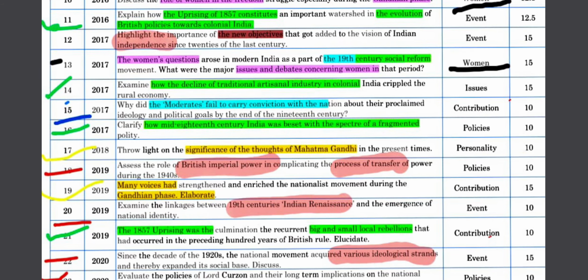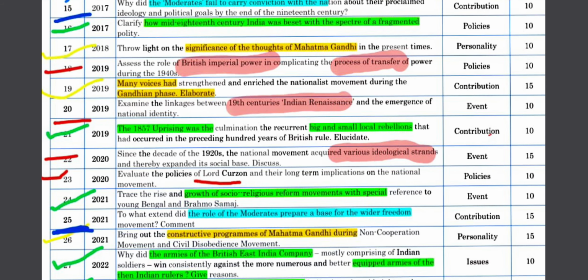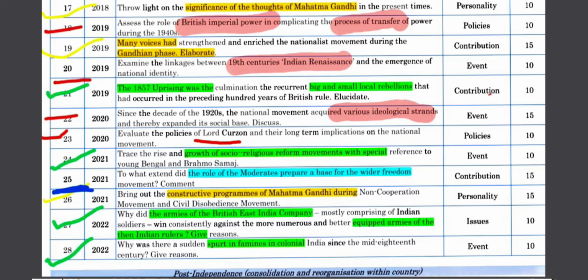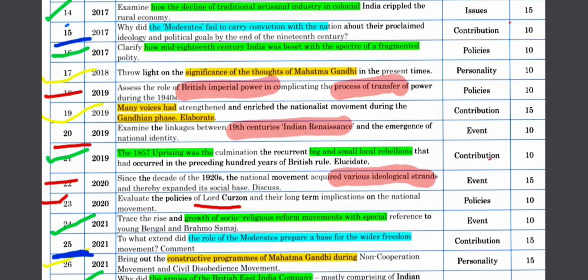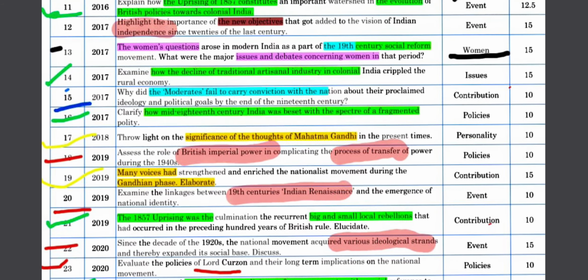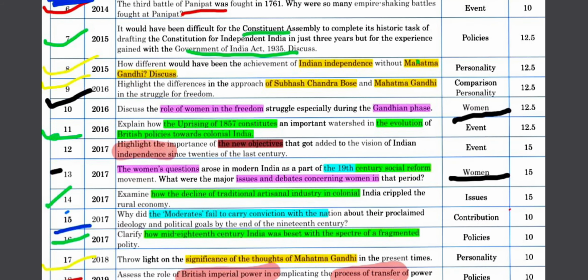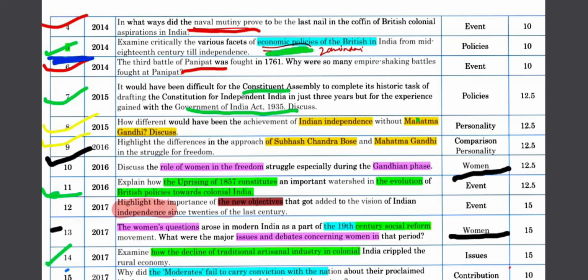Then we discussed a small sub-theme, moderates, and then we looked at 1857 uprising and a prelude to it, and what was happening after it, right? What was forward to 1857. In that we looked at policies, which was what were the British policies. Then we saw a related question on Government of India Act 1935. Then we saw economic policies.